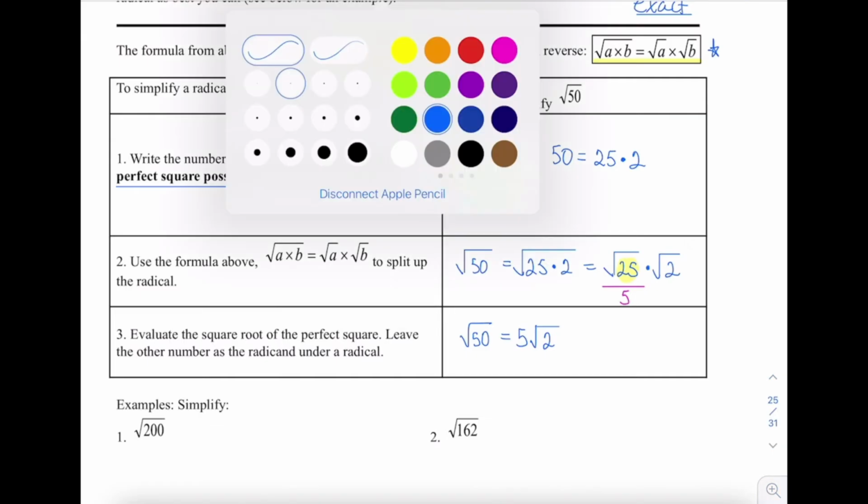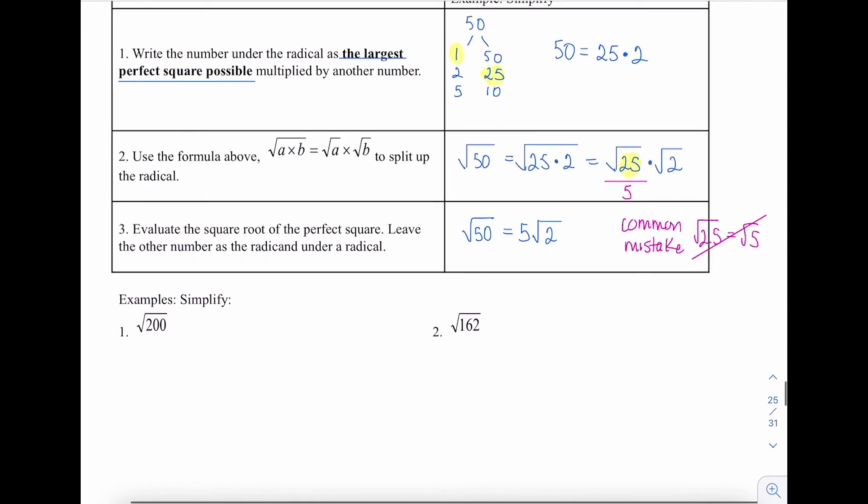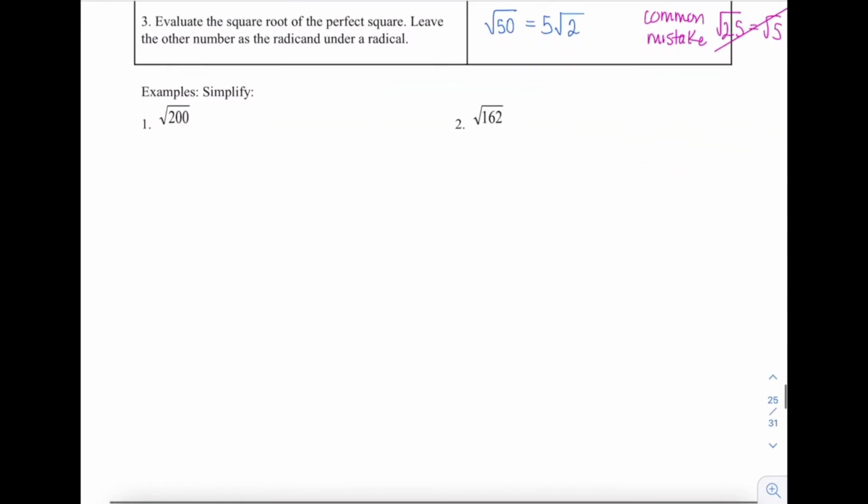Let me tell you one common mistake. Please don't make this one. A common mistake is guys sometimes tell me that root 25 equals root 5. They forget to remove the radical after they evaluated the operation. So please don't do this. Make sure anytime you take the square root of 25, for example, to be 5, that you're eliminating the radical. So let's do a couple of examples.